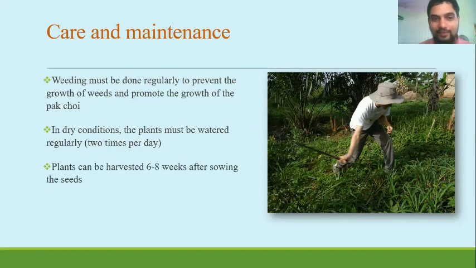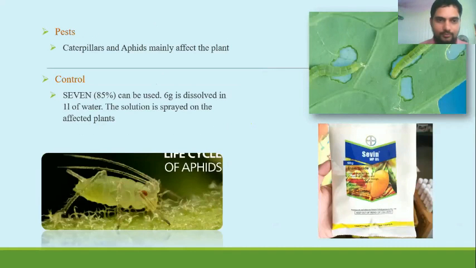The plants can be harvested about 6 to 8 weeks after sowing the seeds. So after you place the seed into the seed box and you transplant it, from that time to the time that you reap the crop or harvest the crop, it should be 6 to 8 weeks.